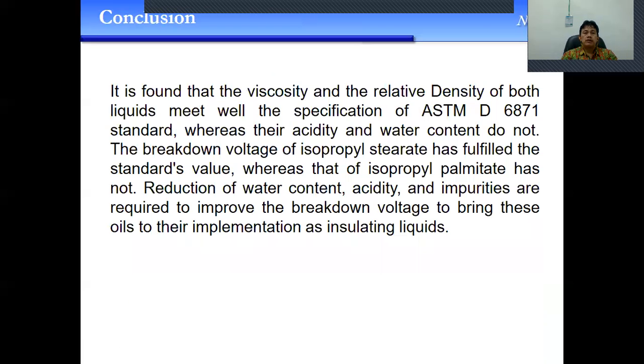So let's go to the conclusion. It is found that the viscosity and relative density of both liquids meet the specification standard, whereas their acidity and water content do not. The breakdown voltage of isopropyl stearate has fulfilled the standard value, whereas that of isopropyl palmitate has not. Reduction of water content, acidity, and impurities are required to improve the breakdown voltage to bring these oils to their implementation as insulating liquids.